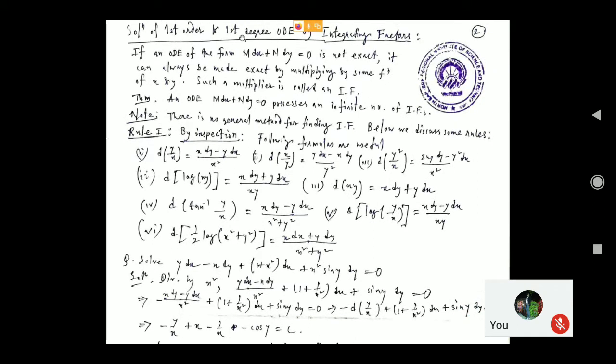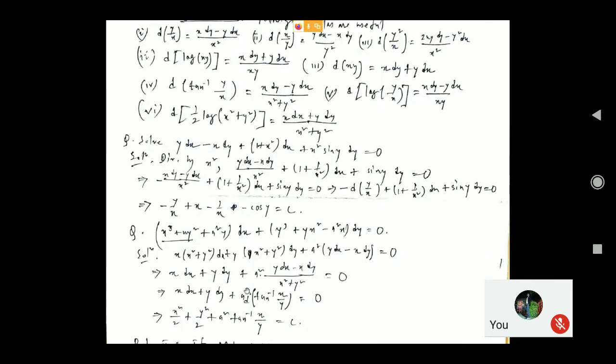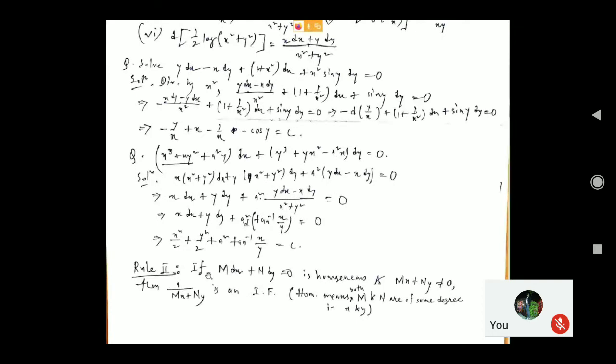So we are discussing the solution of first order and first degree ordinary differential equations by integrating factors. Rule 1 is by inspection. These are some examples. Then in rule 2 we have: if M dx plus N dy equals 0, this differential equation is homogeneous and the left hand side is non-zero, then the reciprocal of the left hand side is an integrating factor.